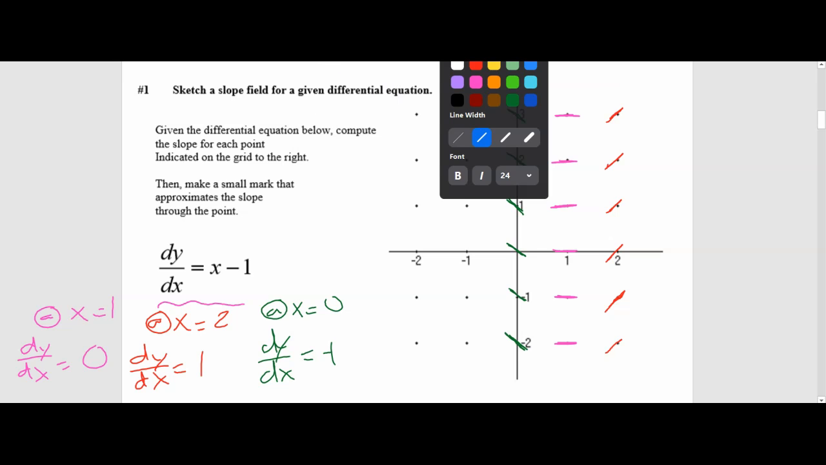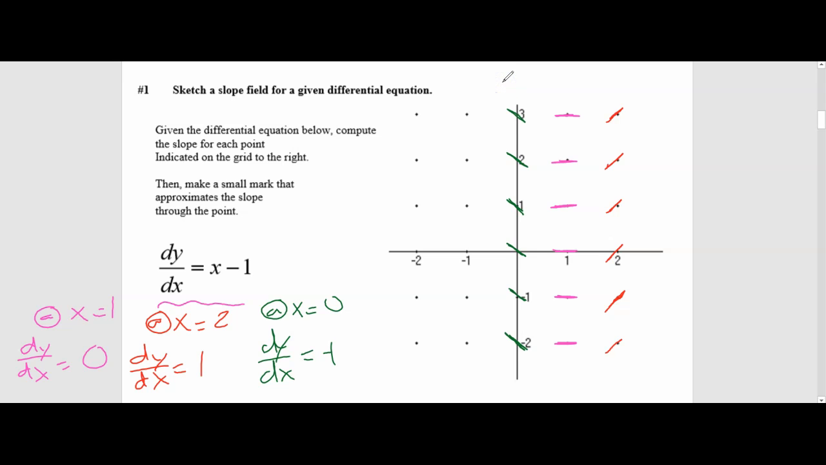Let's see. We have x is equal to -1. So at x equals -1, dy/dx is equal to -2. So our slopes here should be, I could actually just use my line segment tool here. Slopes should be a little steeper than they were in green, right? Because the green was -1, these are -2.